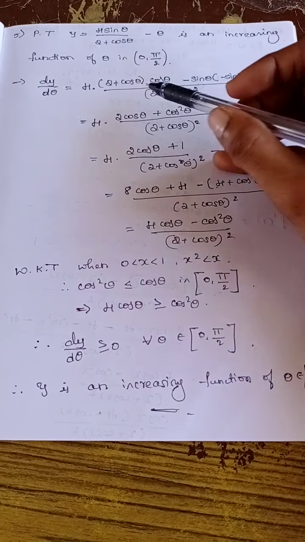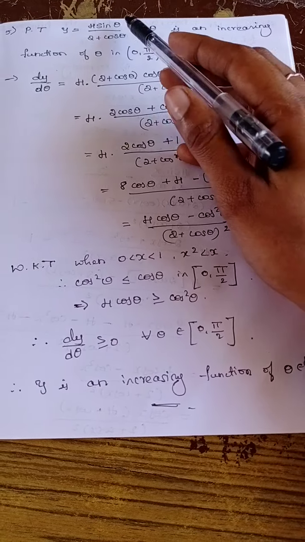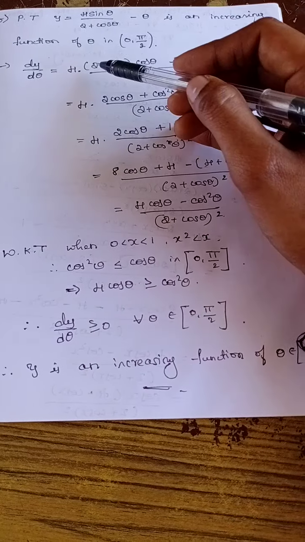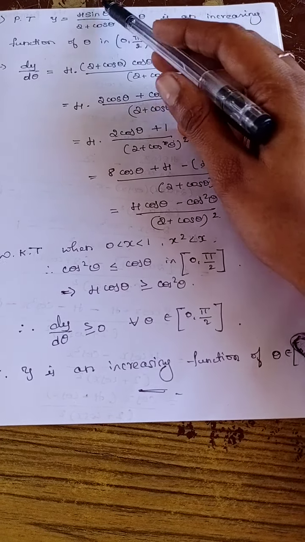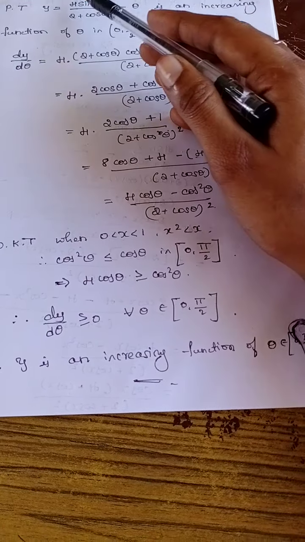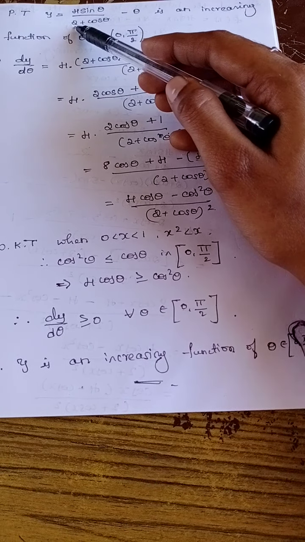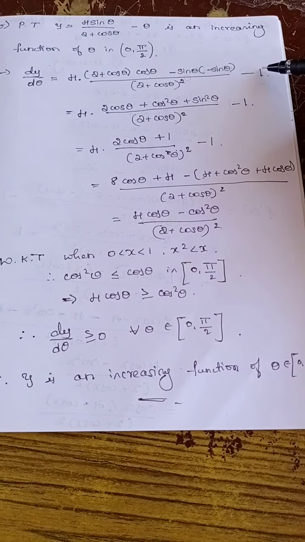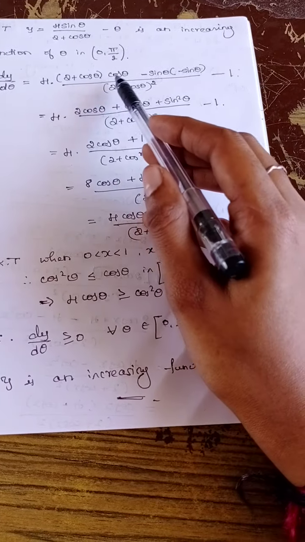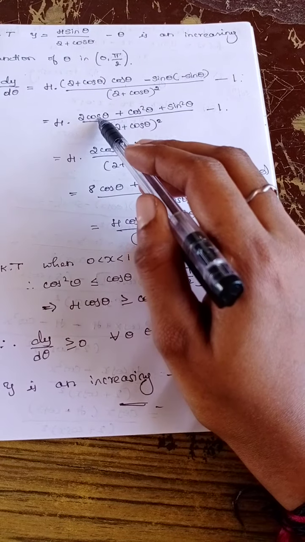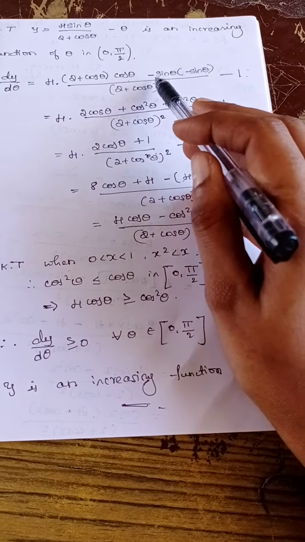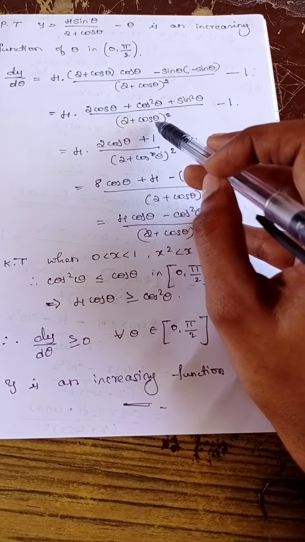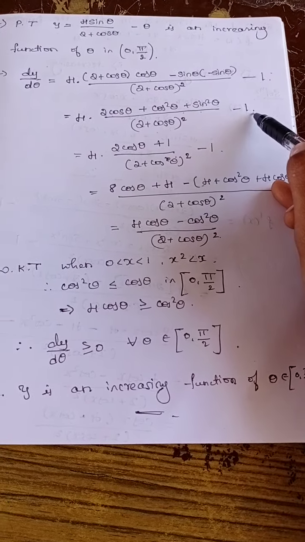dy by d theta is equal to 4 into, we have to use the quotient rule, that is over 2 plus cos theta whole square. Numerator becomes 2 plus cos theta into differentiation of sin theta, which is cos theta, minus sin theta into differentiation of 2 plus cos theta, which is minus sin theta, minus differentiation of theta, which is 1. So 4 into 2 cos theta plus cos square theta plus sin square theta, divided by 2 plus cos theta whole square, minus 1.